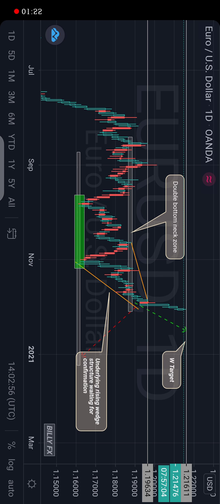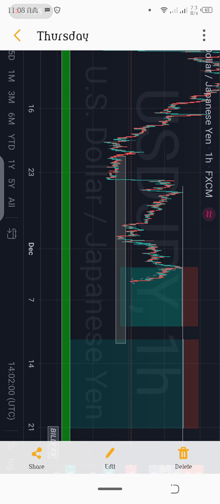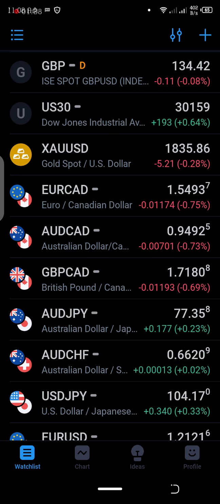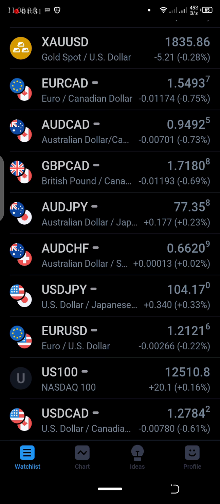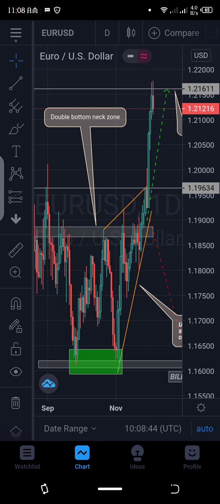And if I was to trade this market, let me go to my TradingView, EURUSD. So this is the market I'm trying to explain to you guys. Can you see? I was trying to give some notes on the chart that this is a double bottom neckline, and it has an underlying rising wedge structure.